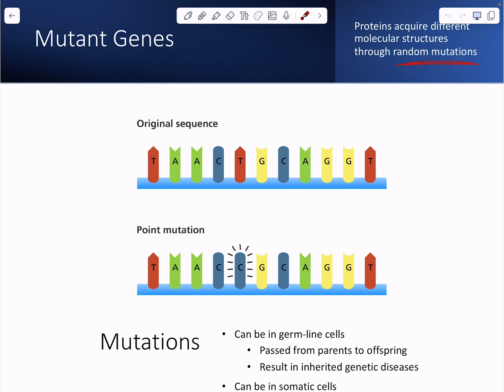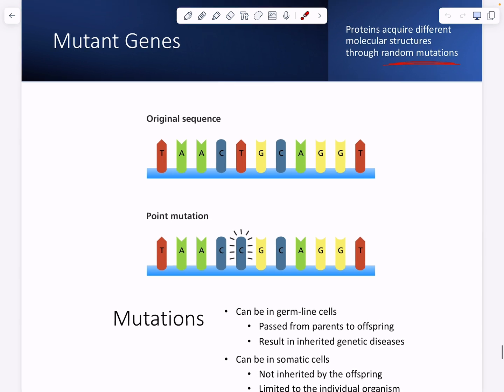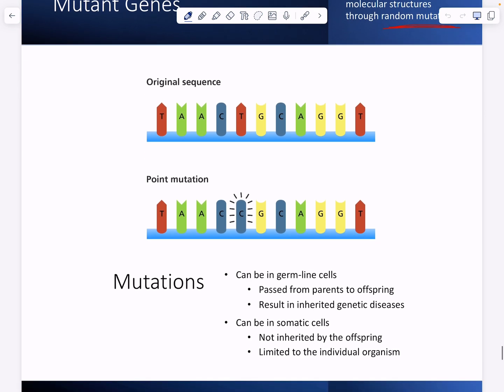Okay, so we can have a variety of different types of mutations, and again, this is how different functions evolve, but it's also how sometimes bad things can happen, okay? So we've got the original sequence represented up above, and if we have a change in only one position, that's called a point mutation, okay? So this is only one position.